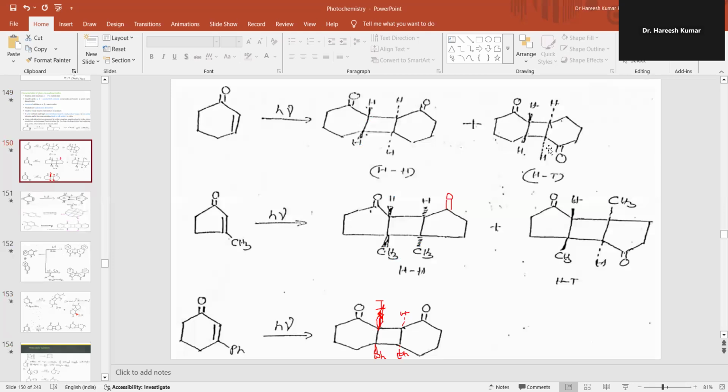This also is a cis ring junction. This also a cis ring junction. So for substituted cyclohexanone, you can also observe a cis ring junction, cis ring junction, cis ring junction. The only difference is head-to-head joining and head-to-tail joining forming cyclobutane derivatives. I'm taking one more example, a substituted alpha beta unsaturated carbonyl compound, which on irradiation gives one cis ring junction, here also a cis ring junction, and this is about head-to-head joining.